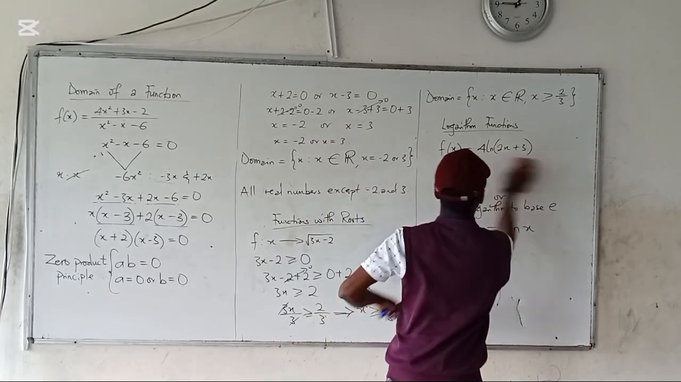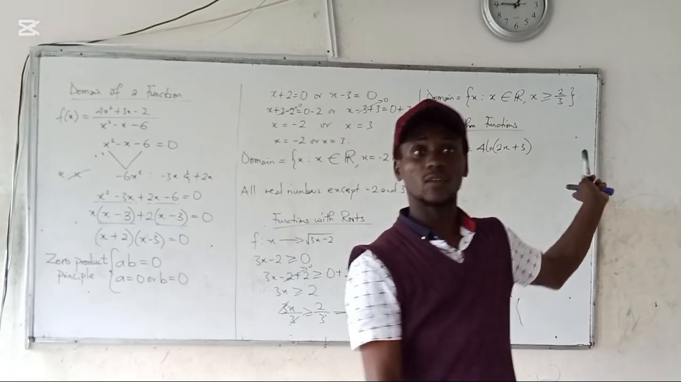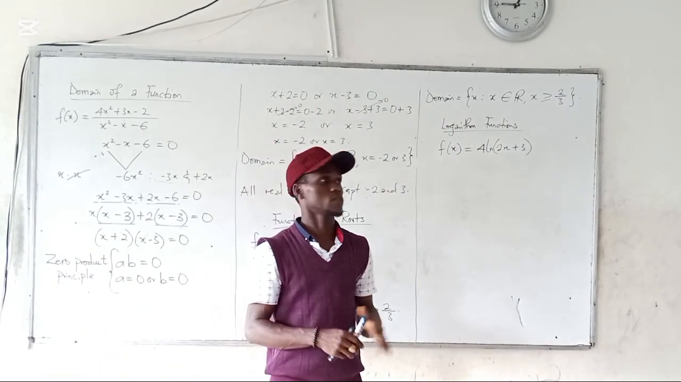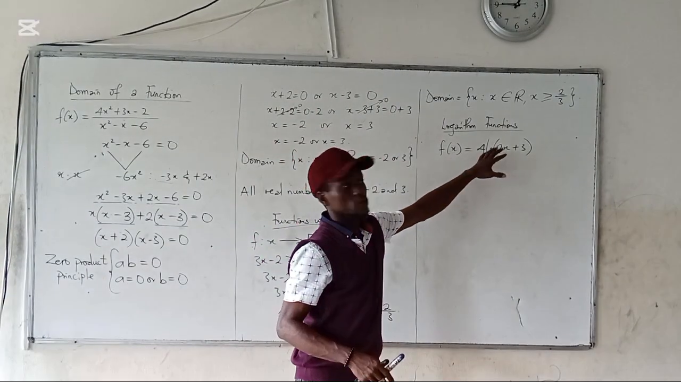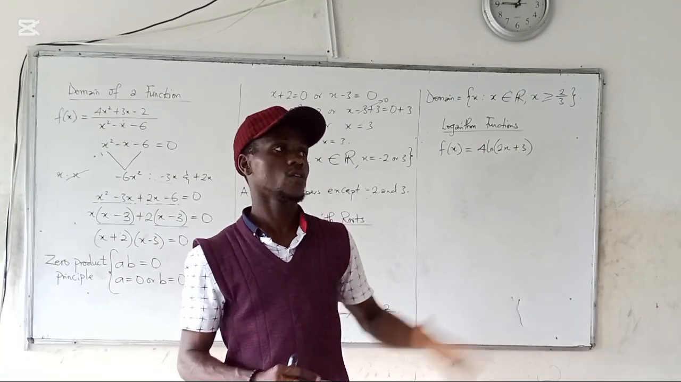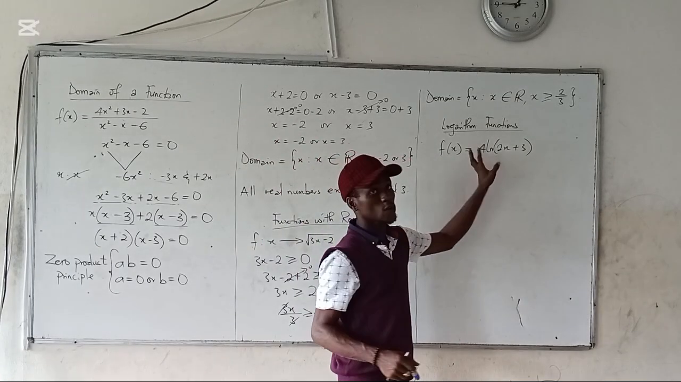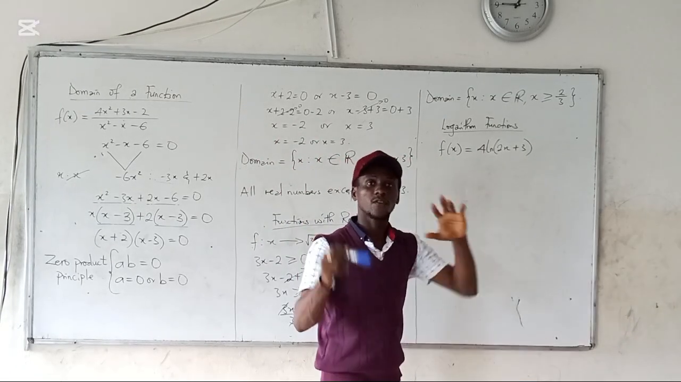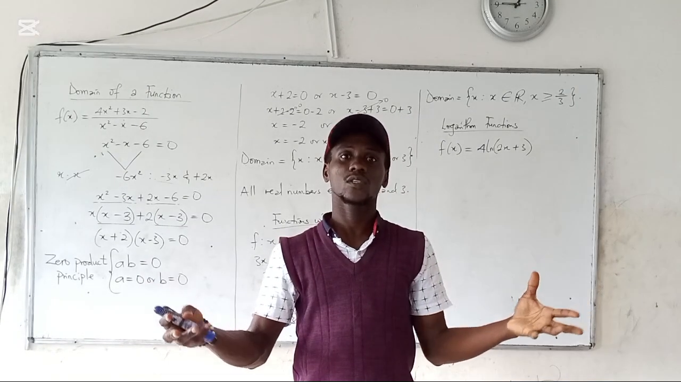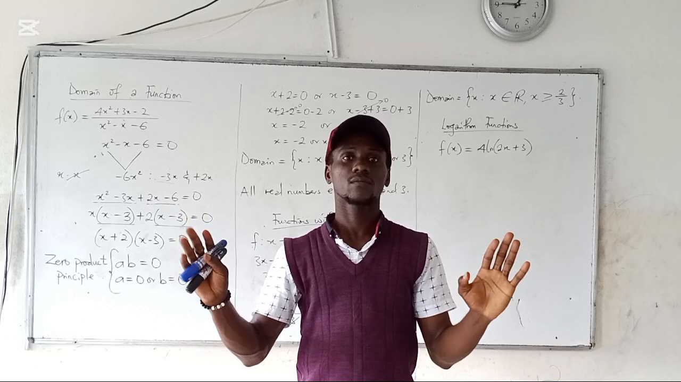So if you have a function like this and you're told to find the domain of such a function, like I said, this kind of question you see majorly in IGCSE and other math exams. So how do you find the domain of a function of this nature? Now let me tell you this. One of the properties of logarithmic functions is that the domain of a logarithm function is always a positive real number.